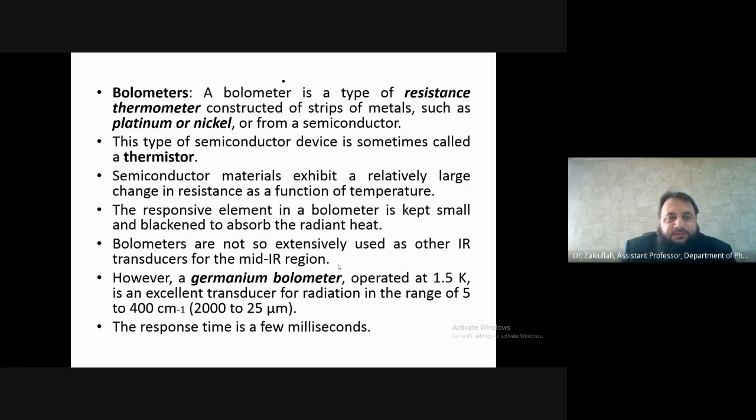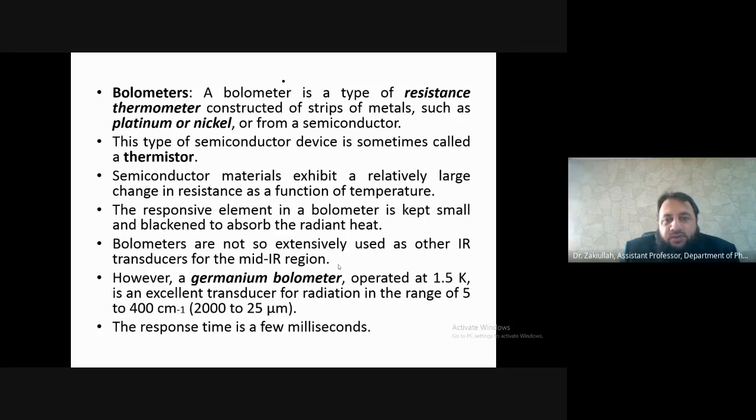Then there are bolometers. A bolometer is a type of resistance thermometer that is constructed of strips of metals such as platinum or nickel or from a semiconductor. This type of semiconductor device is sometimes called a thermistor. They are also known as thermistors. The semiconductor material exhibits a relatively large change in resistance as a function of temperature. That is, when the temperature is varied, the resistance is drastically varied. So this phenomenon is used. The responsive element in a bolometer is kept small and blackened to absorb the radiant heating.